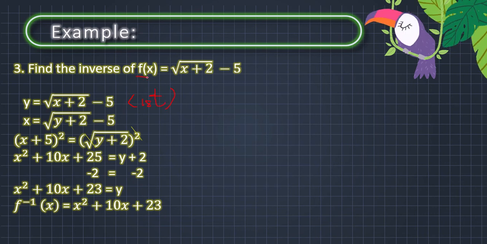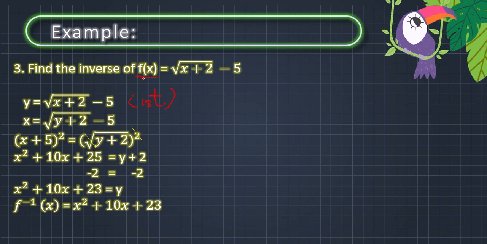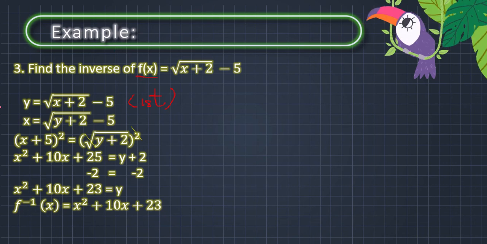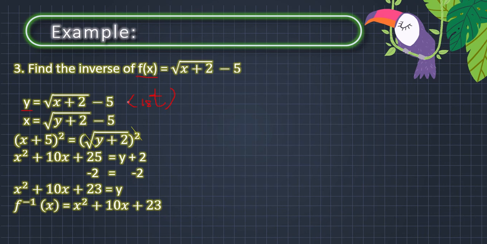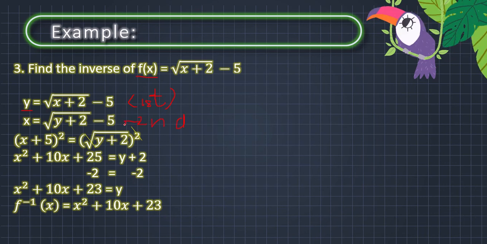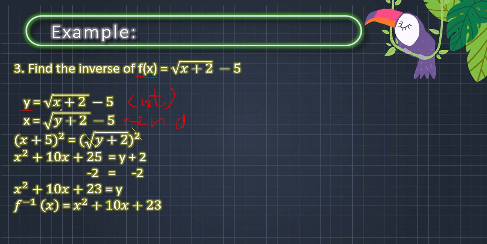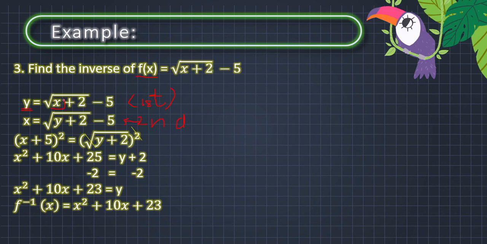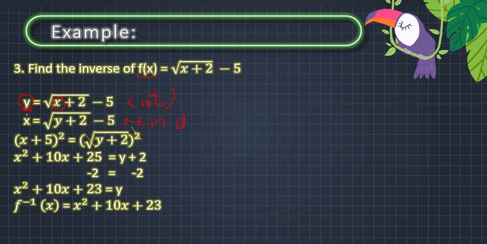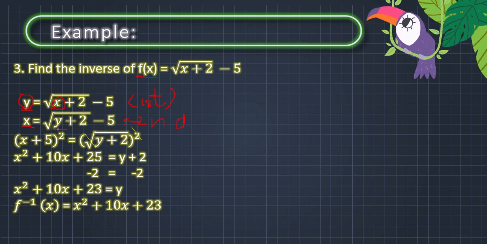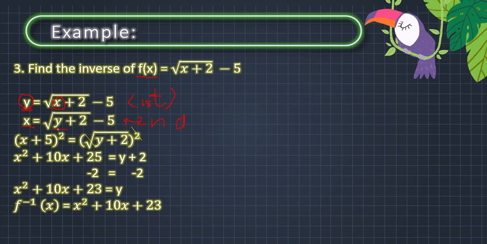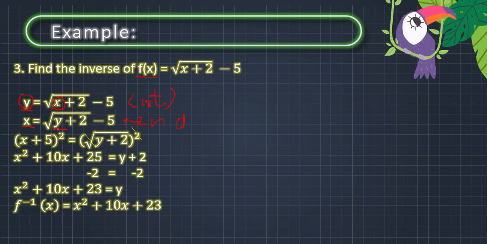We are replacing or rewriting f of x into y. It's just the first step. For the second step, as you can see, this is our second step here, we interchange the positions of y and x. As you can see below, x will be located here now, and y will be located inside the radical symbol. That is the second step, interchanging their positions.